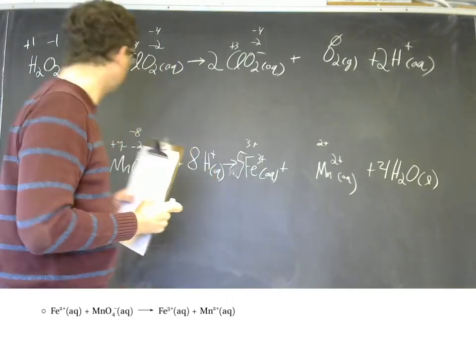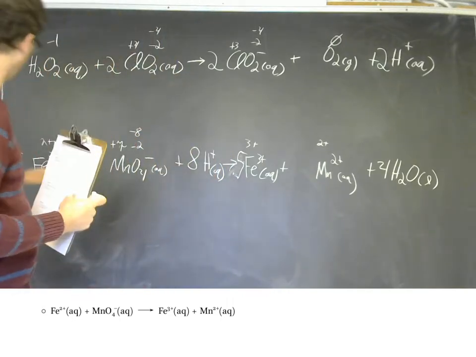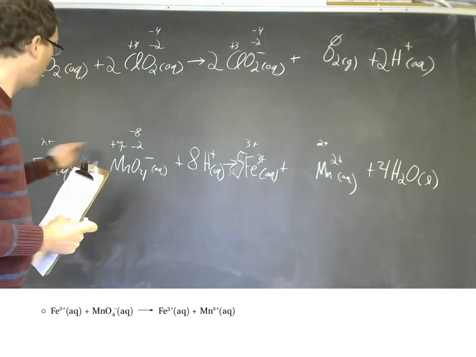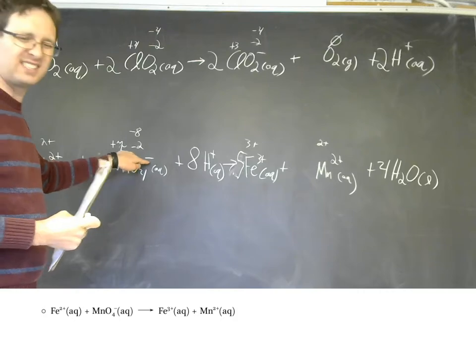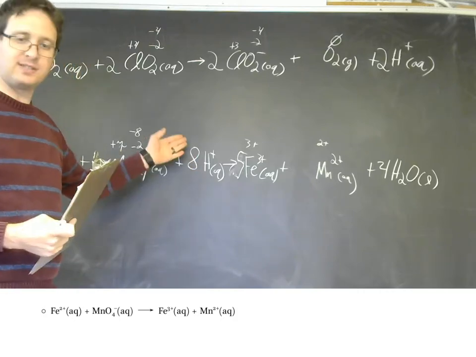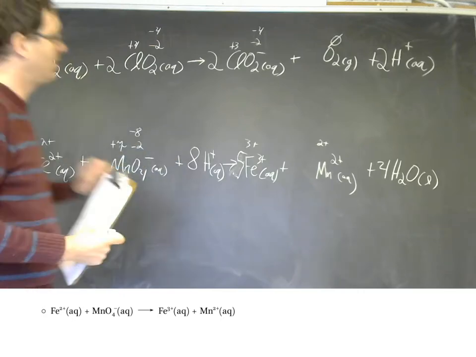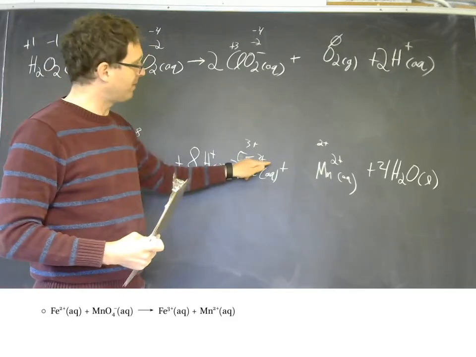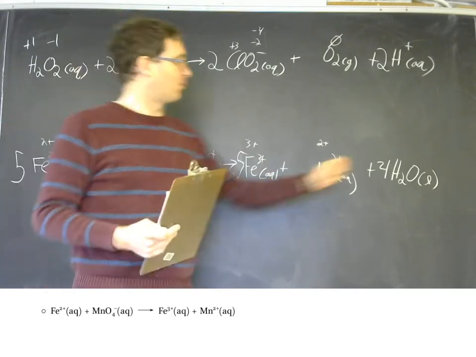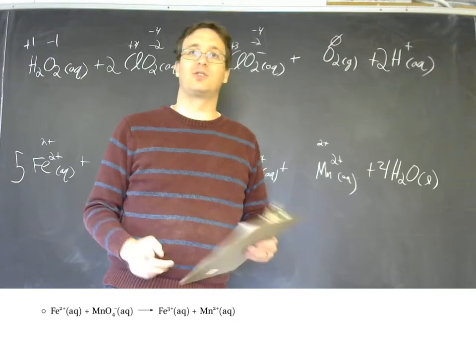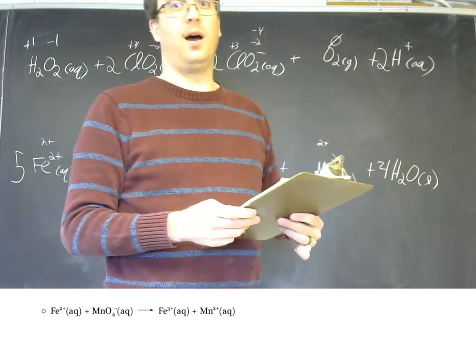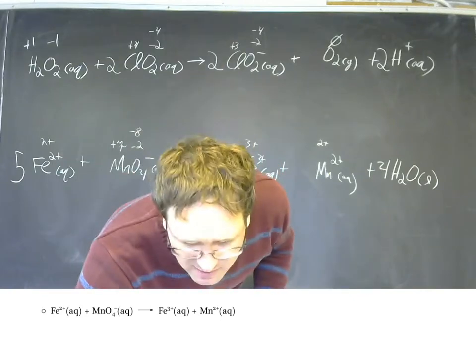And we can see that the charges are balanced. Now we've got 10+ from the 5 irons, and then a 1-, now it's at 9+, plus the 8. It's a total of 17+ on the reactant side. Let's see what's on the product side. 5 times 3 is 15, plus the 2 from the manganese, and water's neutral, again 17+. So the charges should balance as well as the elements themselves.